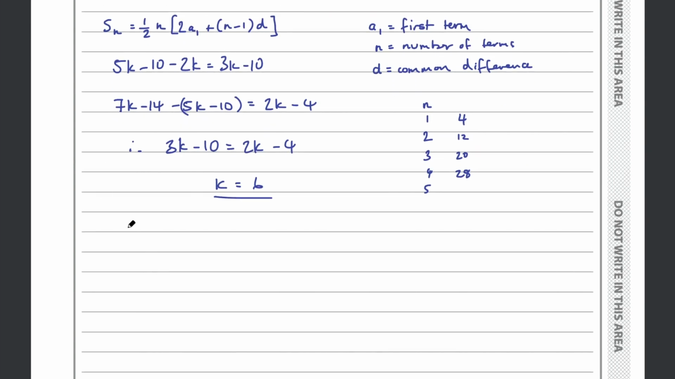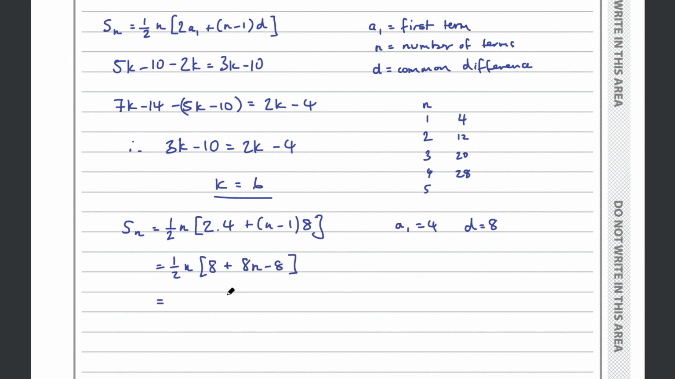We could go ahead and solve Sn. This is going to be half n multiplied by 2 times A1. A1 was 4, plus n take 1 times the common difference, which we said was 8. And we should write that down actually. A1 equals 4, D equals 8. Okay, let's go ahead and simplify this now. So this is a half n multiplied by 8 plus n take 1 times 8. So this would be 8n take 8.